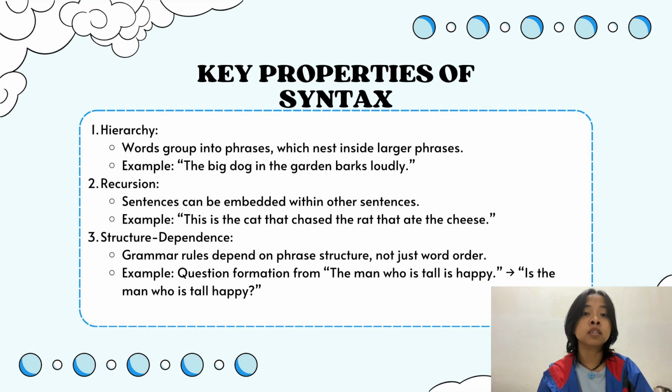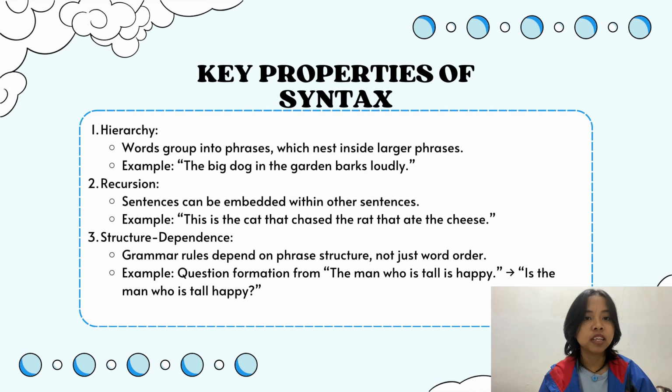The second one is recursion. Recursion means you can put a sentence inside another sentence. You can make a very long sentence by doing this again and again. It's like a box inside another box. For example, in this sentence, "this is the cat that kissed the rat that ate the cheese."